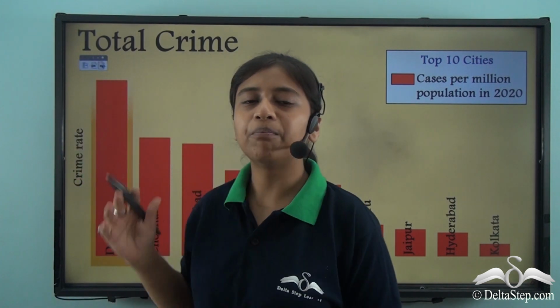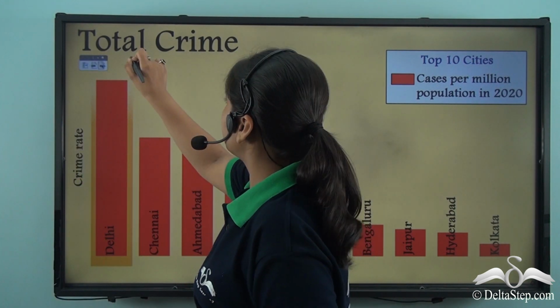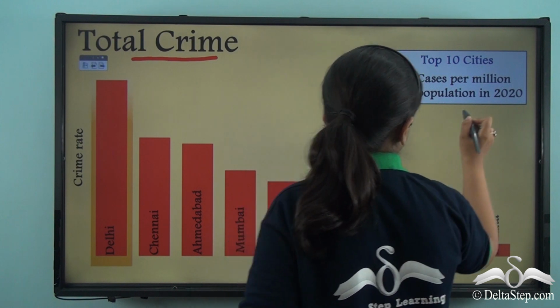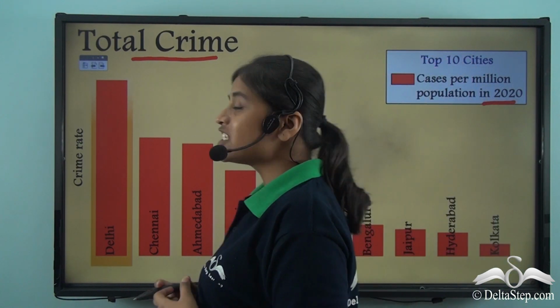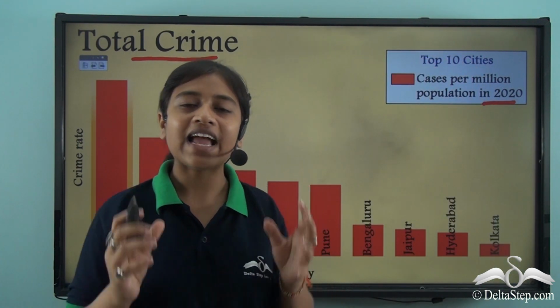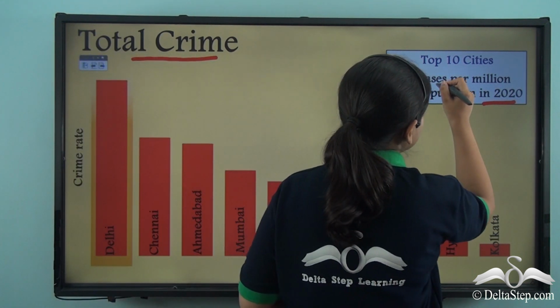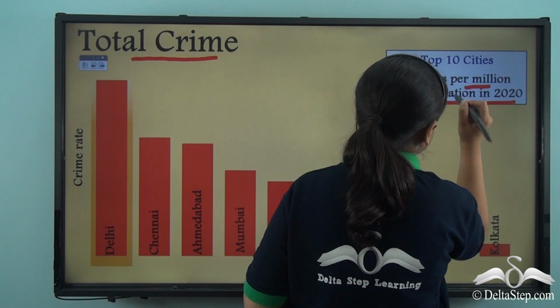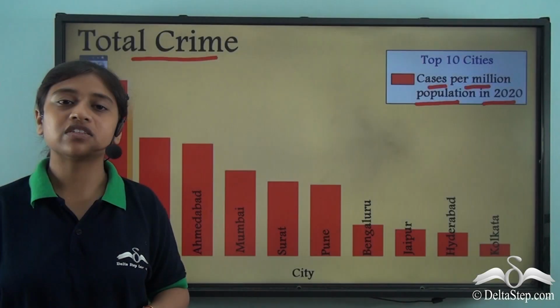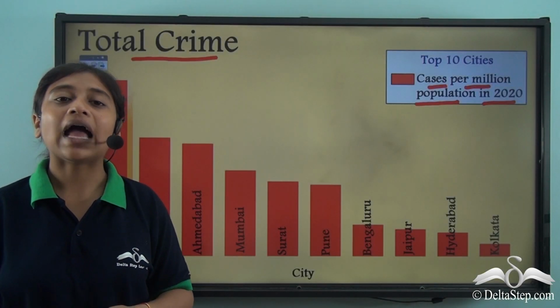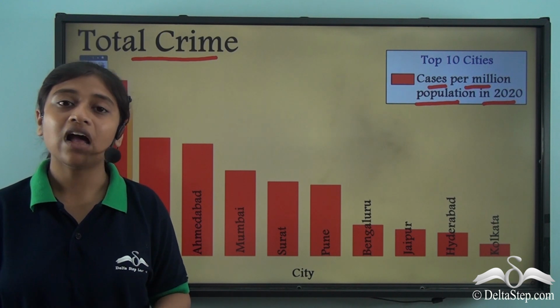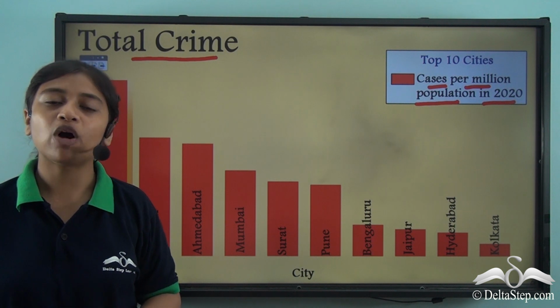Now here we have a bar graph that shows us the total crime in 2020. As per this, it shows us that there are 10 top cities that were known for highest cases per million population in 2020. Unfortunately, here we have the most developed and urbanized cities of India that are in the list of top 10 cases per million population.